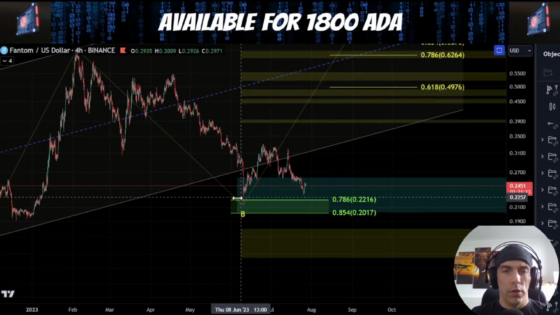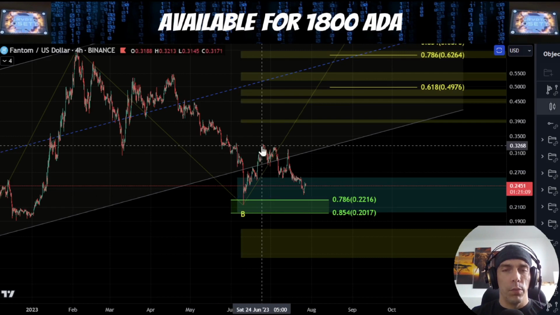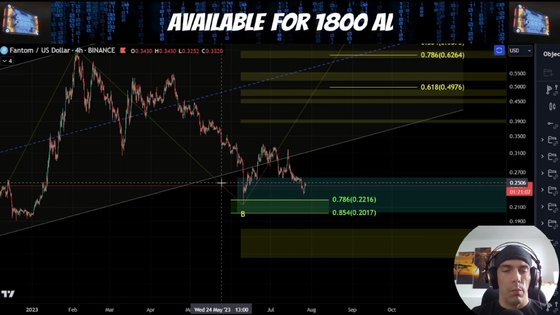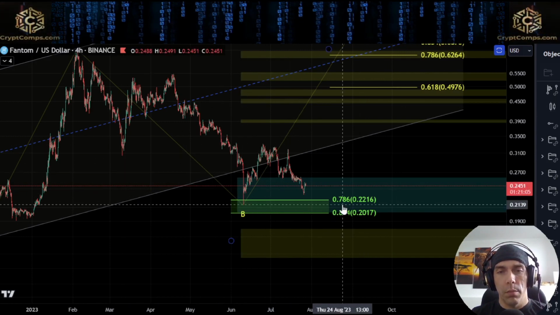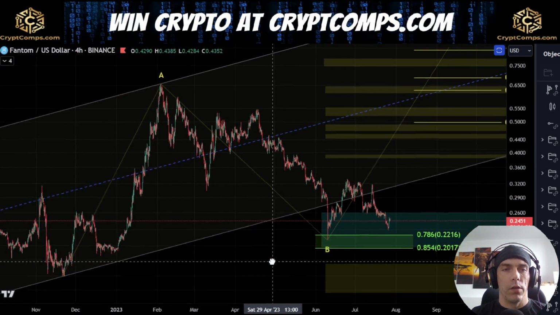Now if we start to lose this low, this becomes less probable, and we would be looking at the possibility that rather this is looking at a more corrective structure, because we've already come down into the 786 to this 854. We don't really want to see this break down any deeper.